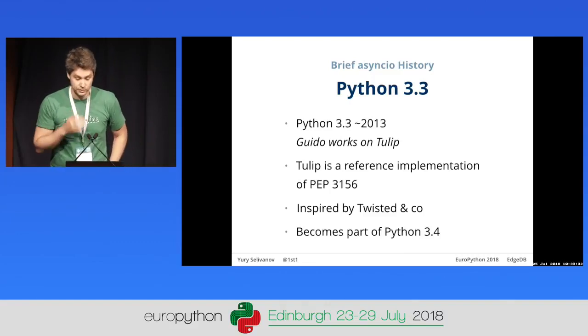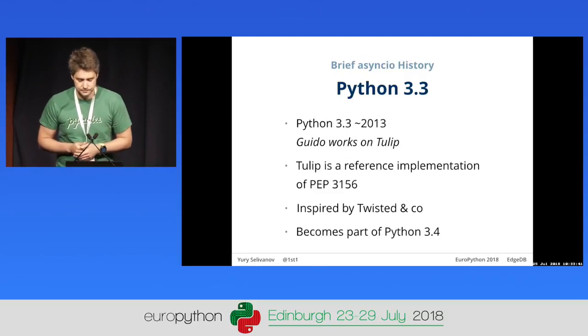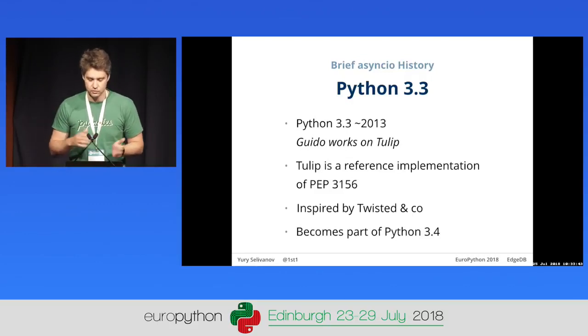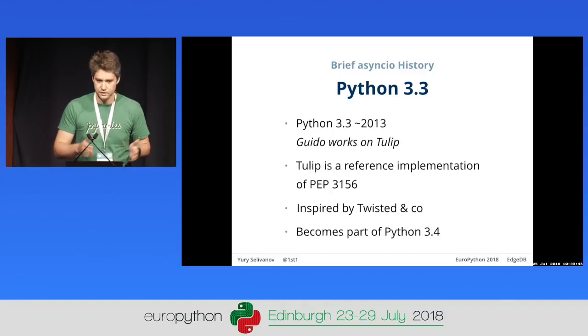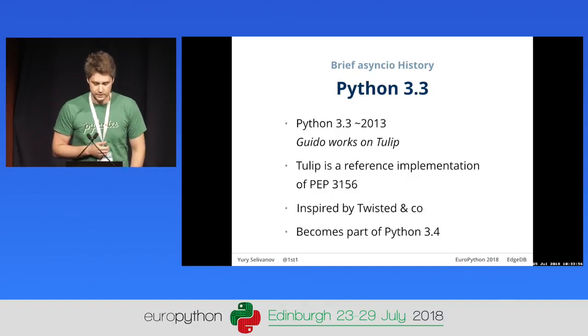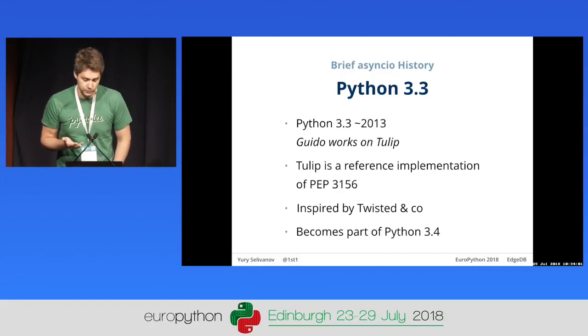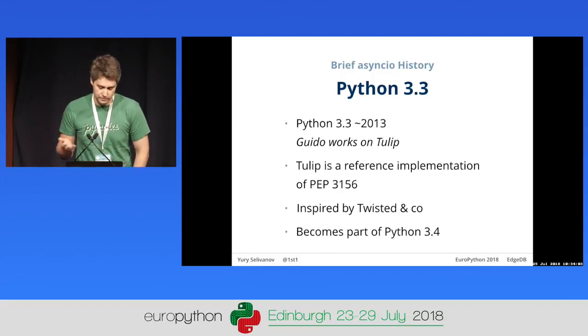So Guido was working on some asynchronous stuff back when he was working in Google, and back then we actually had two different approaches to asynchronous and concurrent code in Python. That was greenlets and stackless Python, those frameworks still exist. That's gevent, eventlet. And also libraries like Twisted and Tornado, which were pretty popular back these days.